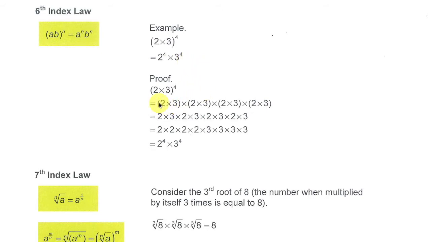So you can see I've got 4 lots of 2 times 3, and without the brackets. And if I group the 2's together and group the 3's together, you can see I can rewrite it as being 2 to the power of 4 multiplied by 3 to the power of 4.